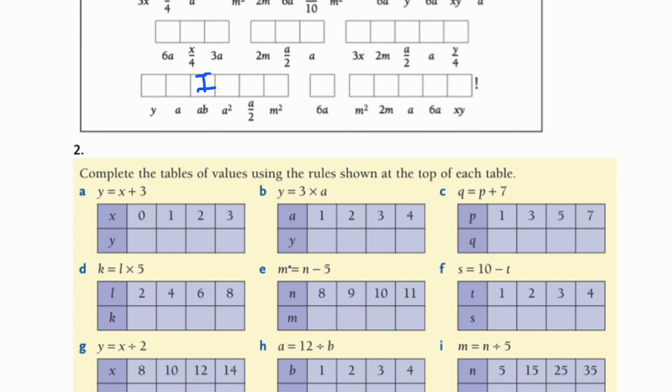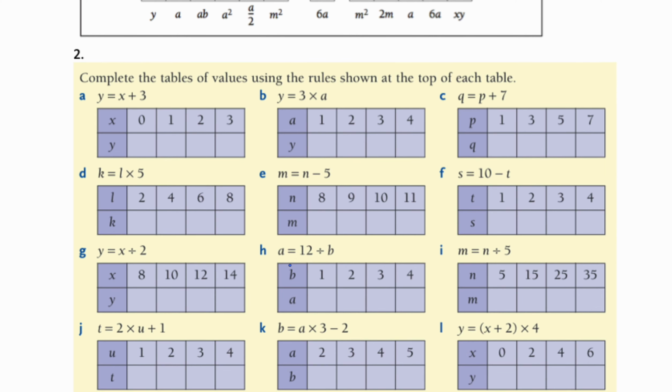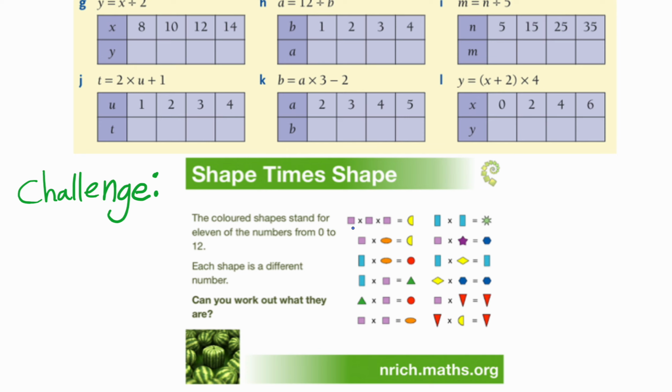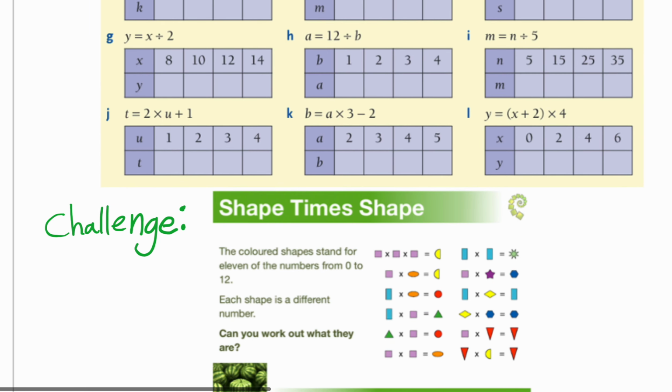Okay, here's some more table of values. This is just like we did above. Okay, and then there's a challenging thing here where you can represent each shape with 0 to 12. So you can try that if you're up to it.